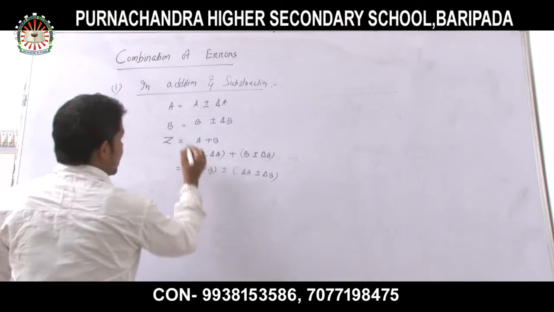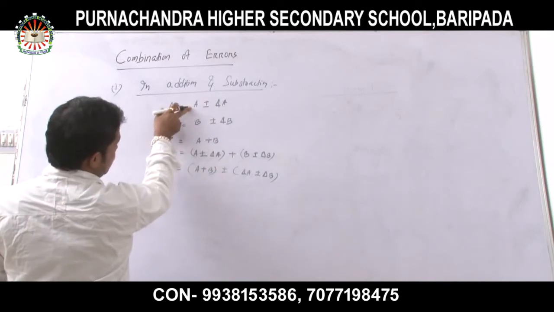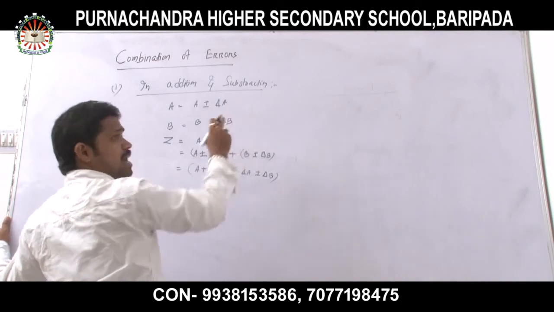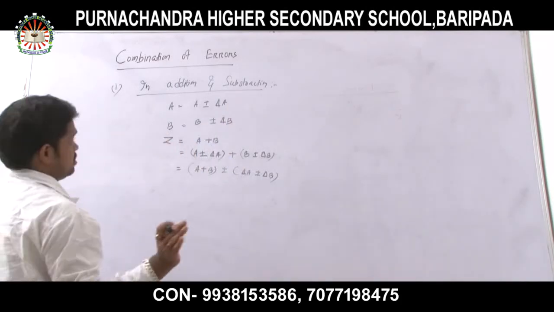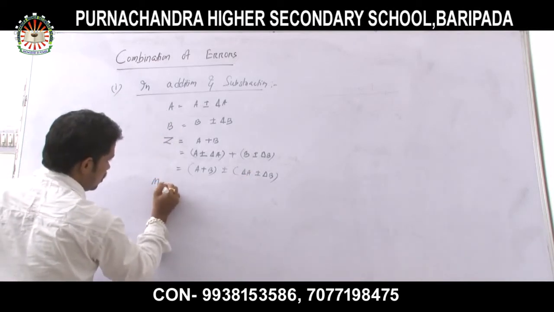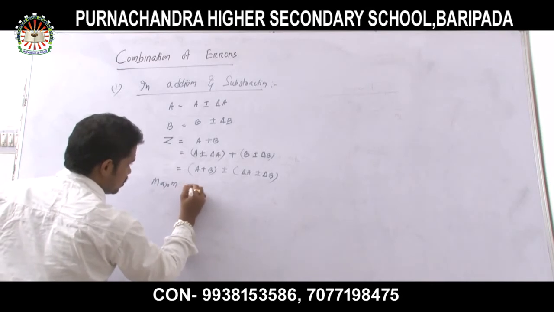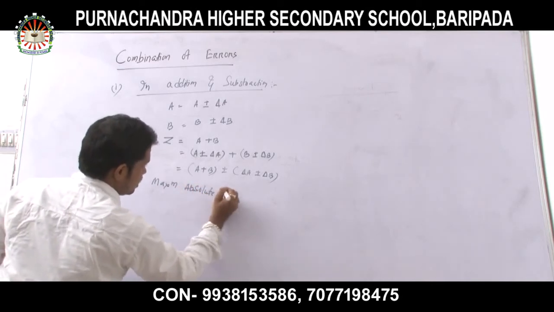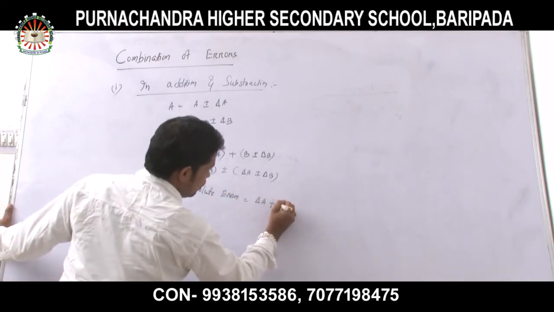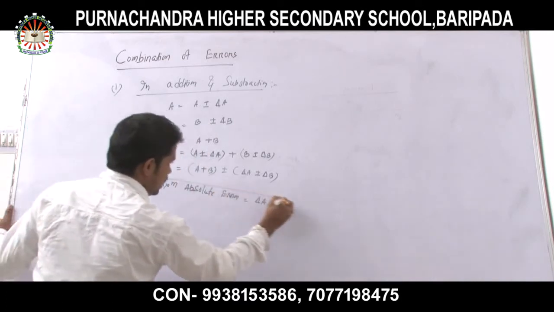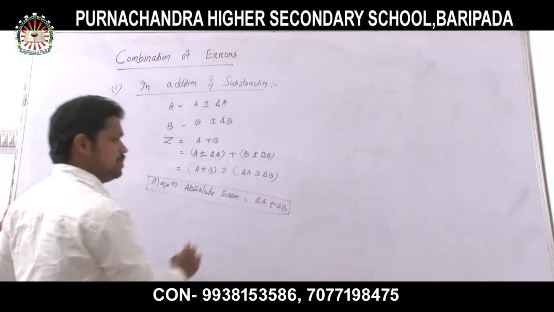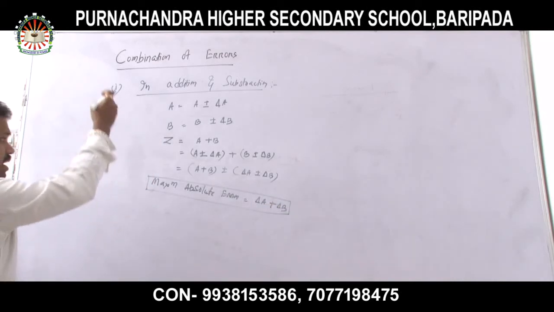But look here, A and B are not the errors. The errors are del A and del B. Remember, del A and del B are the errors. What type of errors? Absolute errors. Now, what is our aim? To find the maximum absolute error. How much? Very simple: del A plus del B. Remember, del A minus del B is not the maximum error. So del A plus del B is the maximum absolute error during addition.